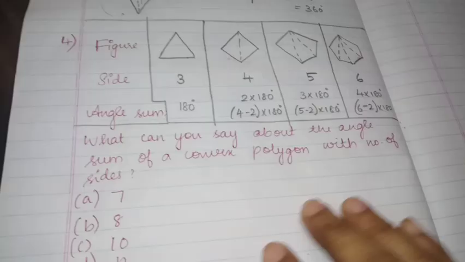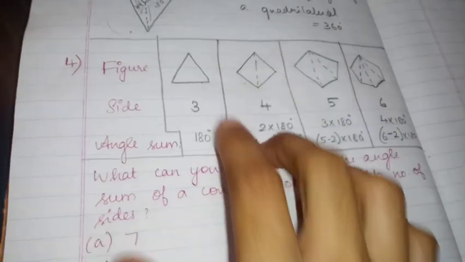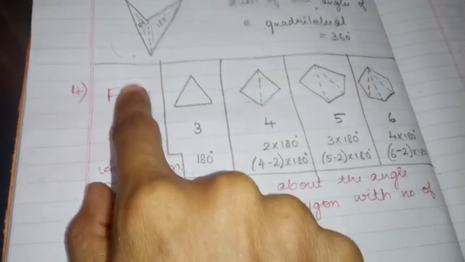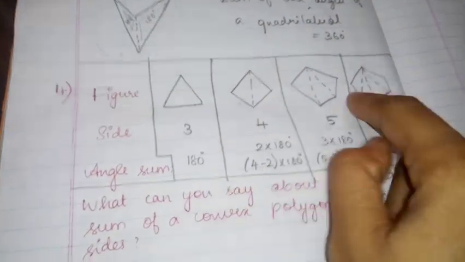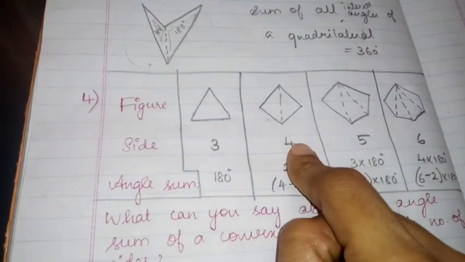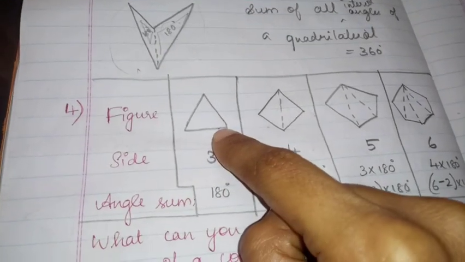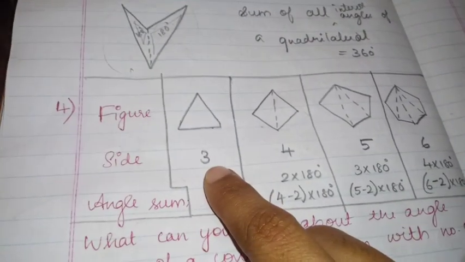Understood? Next is your 4th question. Children, see your textbook, okay? In that question, they have given figures and they have given sides of those figures. How many sides that figures are having, that they have given. So for this figure, we have 3 sides.